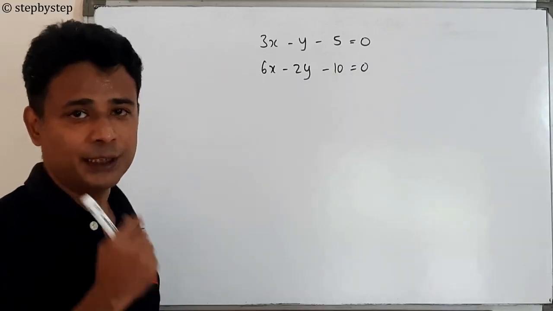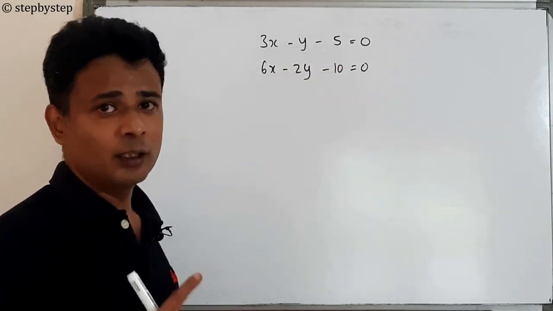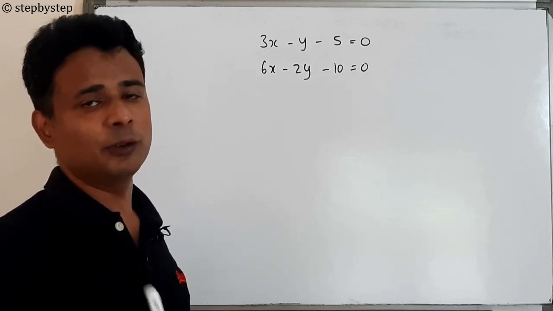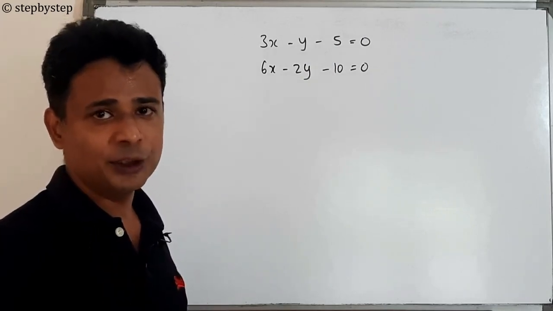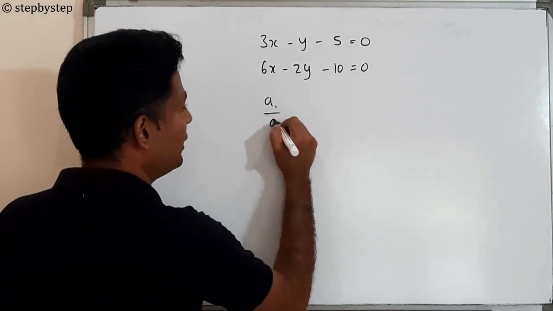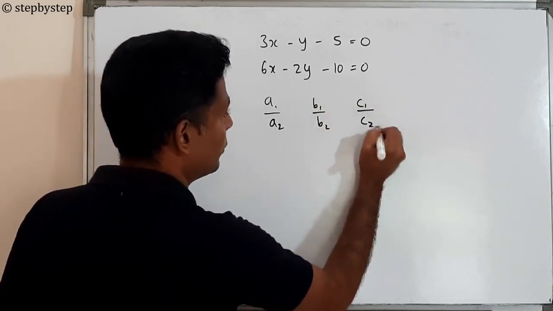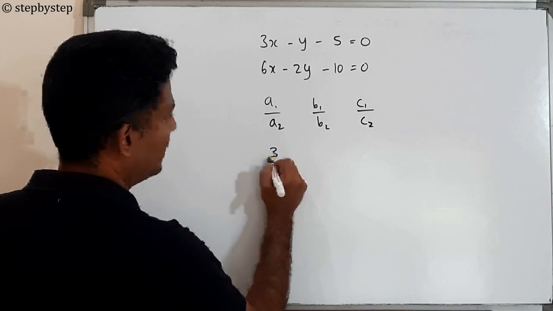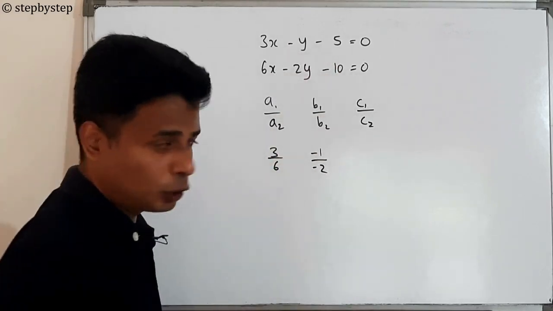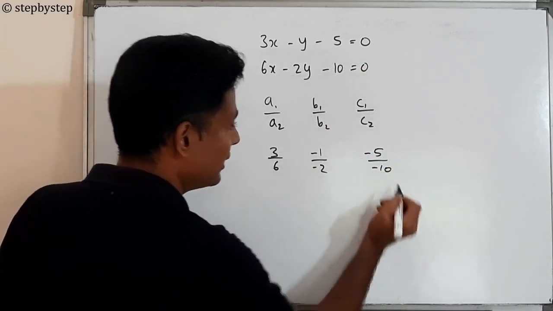Alright guys, now the second question. They had asked whether this system is consistent, not consistent, or consistent dependent, which means we have to check whether it has a unique solution, infinite solutions, or no solutions. So again we'll find A1 by A2, B1 by B2, C1 by C2. A1 by A2 is 3 by 6, B1 by B2 is minus 1 by minus 2, and C1 by C2 is minus 5 by minus 10.